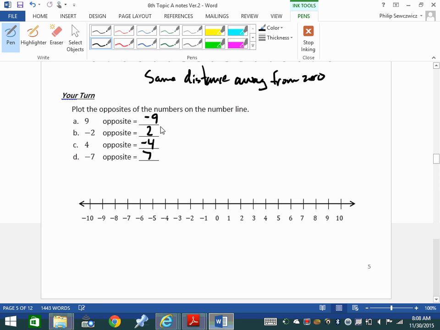Now, it does say plot the opposites of the numbers on the number line. So we're going to plot negative 9. When we plot it, again, we plot a point. That's it there. Because we know that this is part A, a lot of times we'll put an A above it, so we know that's the one we're looking at.